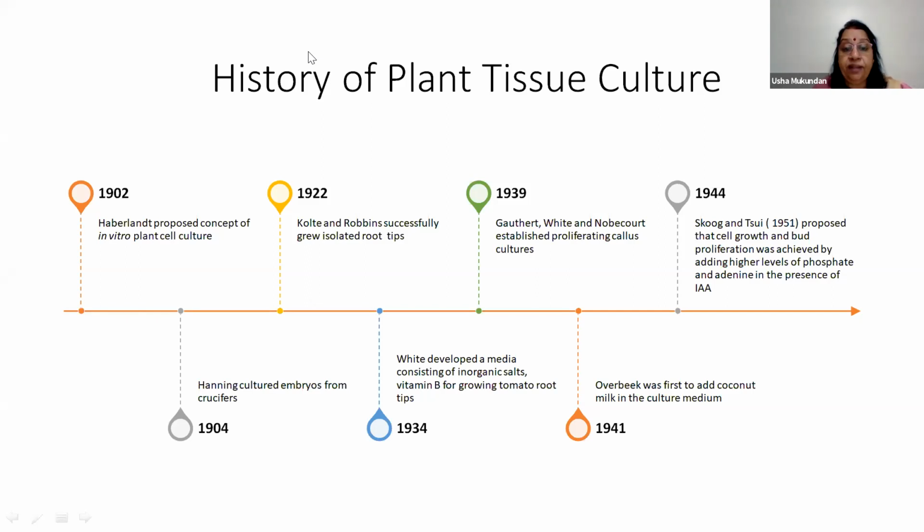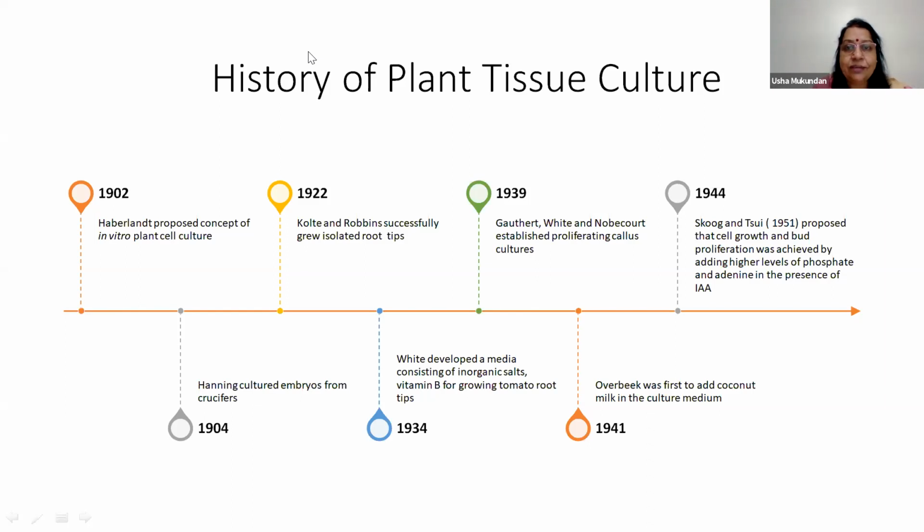Then Kotte and Robbins successfully isolated root tips. See, look here, most of them are using meristematic tissue because they know that these are the cells which are capable of dividing, redividing, becoming permanent tissue, and then they can differentiate to form different organs of a plant. So Robbins successfully grew isolated root tips which grew indefinitely.